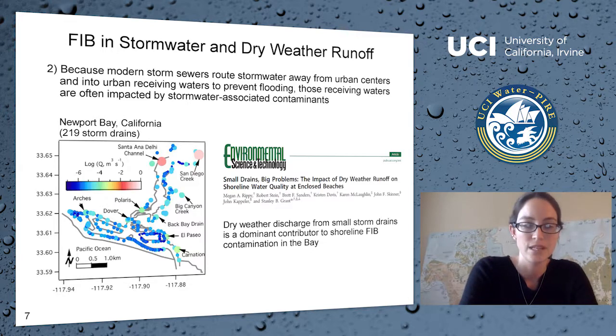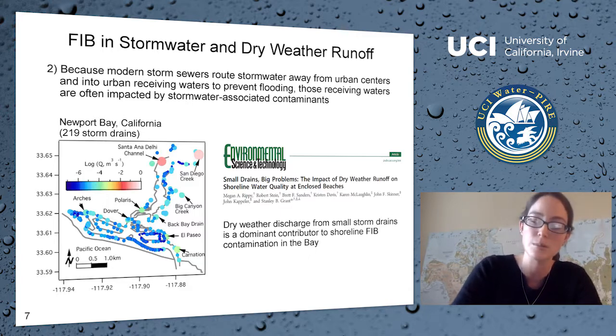That's the schematic on figure 7, which is actually, if you look at all the blue dots around Newport Bay, blue and red, those are all storm drains. There are actually 219 storm drains that surround Newport Bay. And in a recent publication by myself and colleagues, we illustrate that dry weather discharge from those small storm drains is really a dominant contributor to shoreline fecal indicator bacteria contamination in the bay.